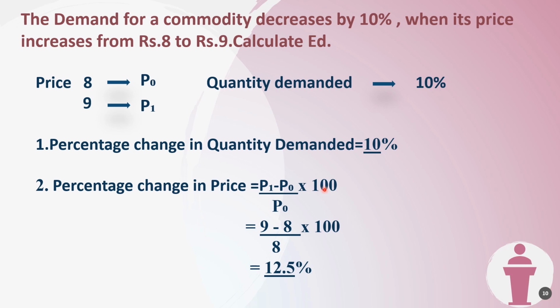So you're done there. The second step, percentage change in price equals (P1 minus P0) upon P0 into 100. So what is the new price? 9. Original price 8. (9 minus 8) upon 8 into 100. So we get 1 upon 8 into 100. When we divide, we get 12.5%.